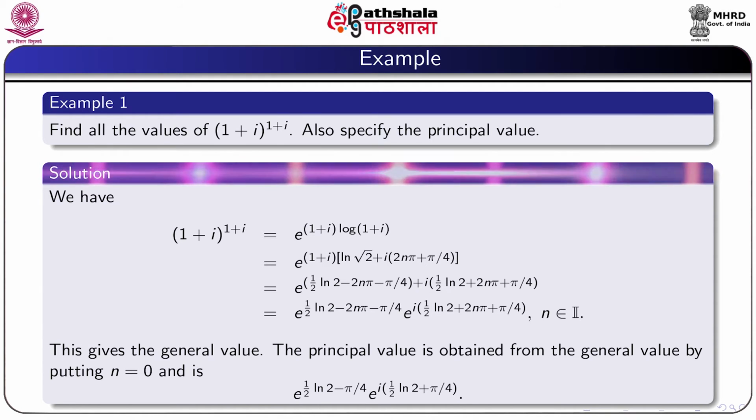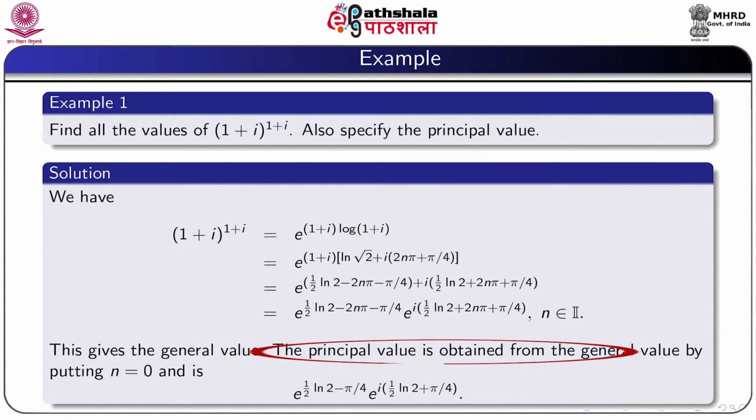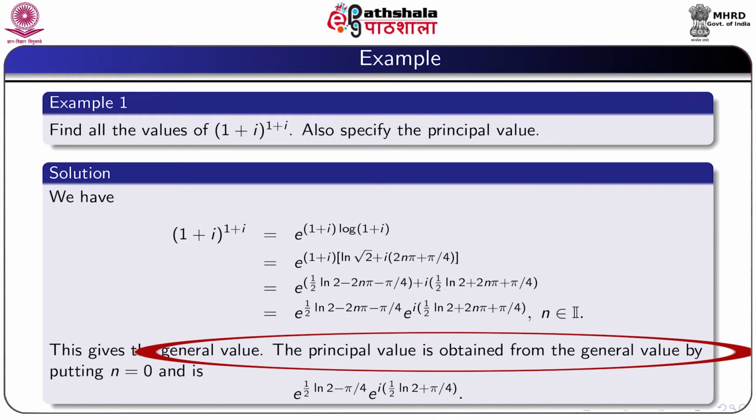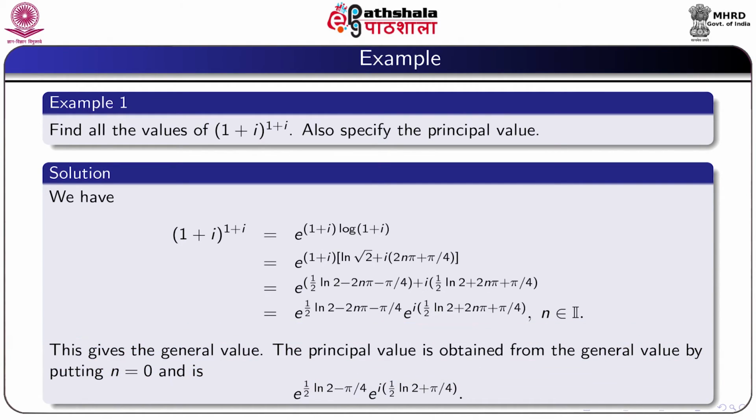This gives the general value of (1 + i)^(1 + i). The principal value is obtained from the general value by putting n equal to 0, and is equal to e to the power [(1/2) ln 2 − π/4] into e to the power i[(1/2) ln 2 + π/4].